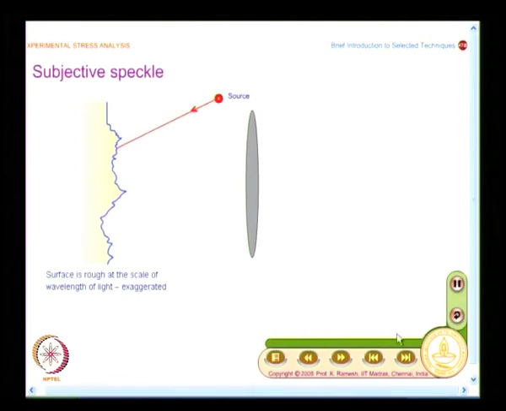The moment I go to subjective speckle, the difference is that in between, I put a lens on the screen. Lens is the key aspect. What happens on the surface is the same as what was seen in objective speckle, but what is recorded has a subtle but important difference, and subjective speckles are very useful. Speckle interferometry uses only subjective speckles, and we have an advantage. And let us see the formation of speckles here.